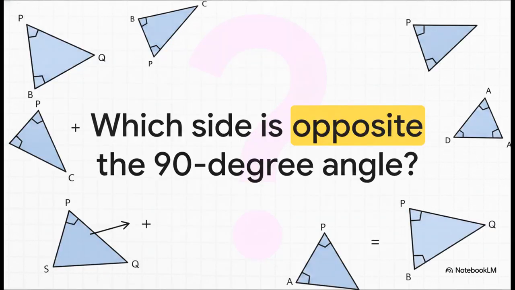Okay, let's test that out right now. Imagine a right-angled triangle labeled P, S, and Q. The 90-degree angle is sitting right at corner S. Take a second. Which side is directly opposite that 90-degree angle? Have you got it? Yes, it's the side connecting P and Q. Therefore, side PQ is our hypotenuse. Honestly, once you can confidently spot that longest side, you've pretty much won half the battle.